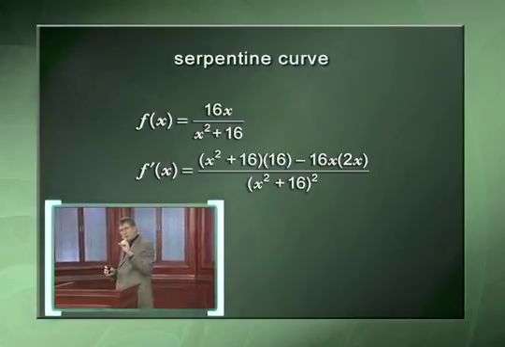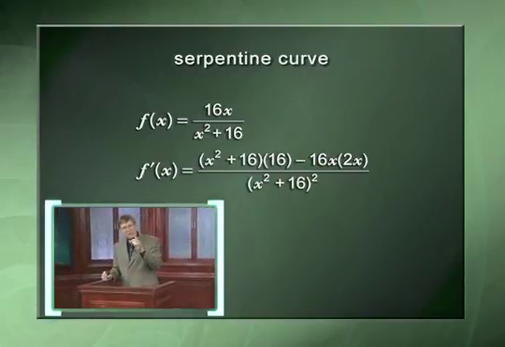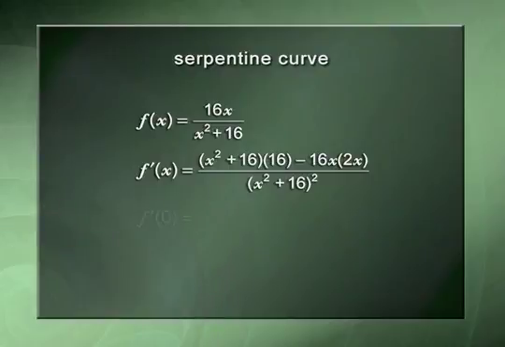The question said, what's the slope? What's the derivative at 0? So plug 0 in right away. And look what you get. You get 16 times 16 minus 0, all divided by 16 squared. Everybody cancels, and you're left with 1. What a great answer. The derivative of that function at x equals 0 is just 1. Wow, how simple can you get?